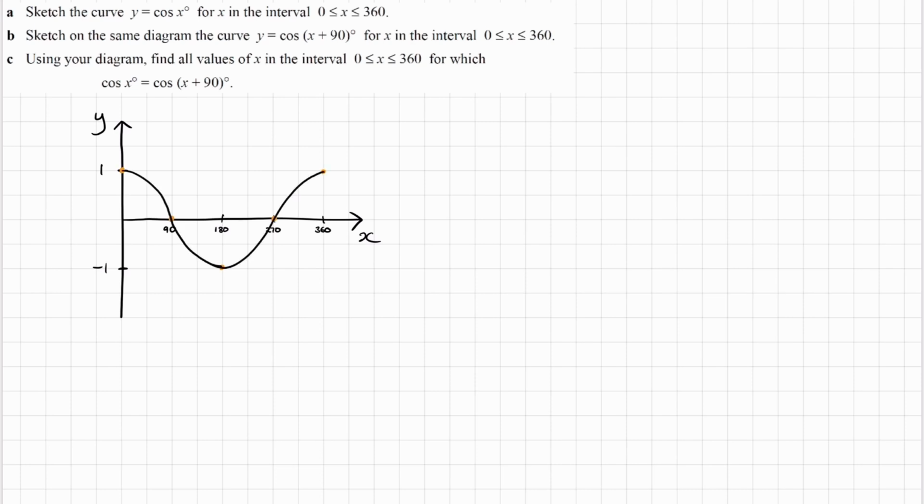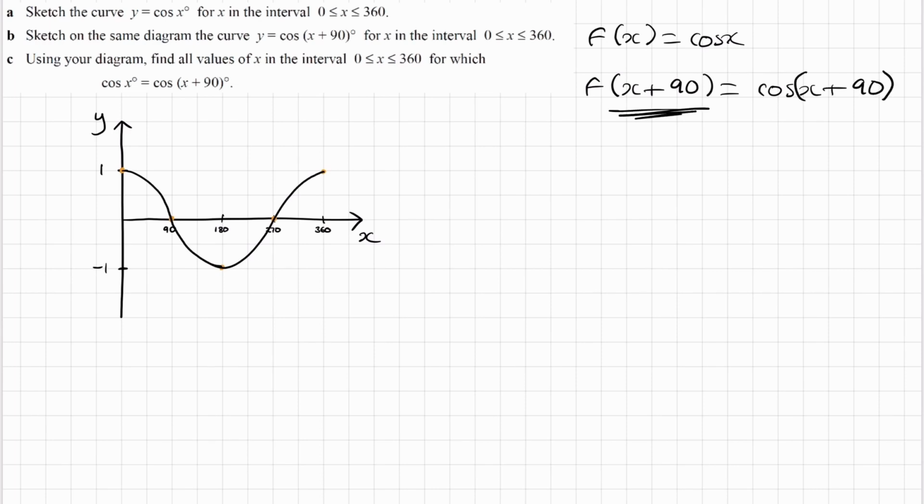And then for part B it says, sketch on the same diagram the curve y is equal to cos of x plus 90 in the same interval, so 0 to 360. So let's say f of x is equal to cos x. f of x plus 90 would be equal to cos of x plus 90. So this represents a transformation of vector minus 90, 0. In other words, it's a translation of 90 to the left, along the x-axis.